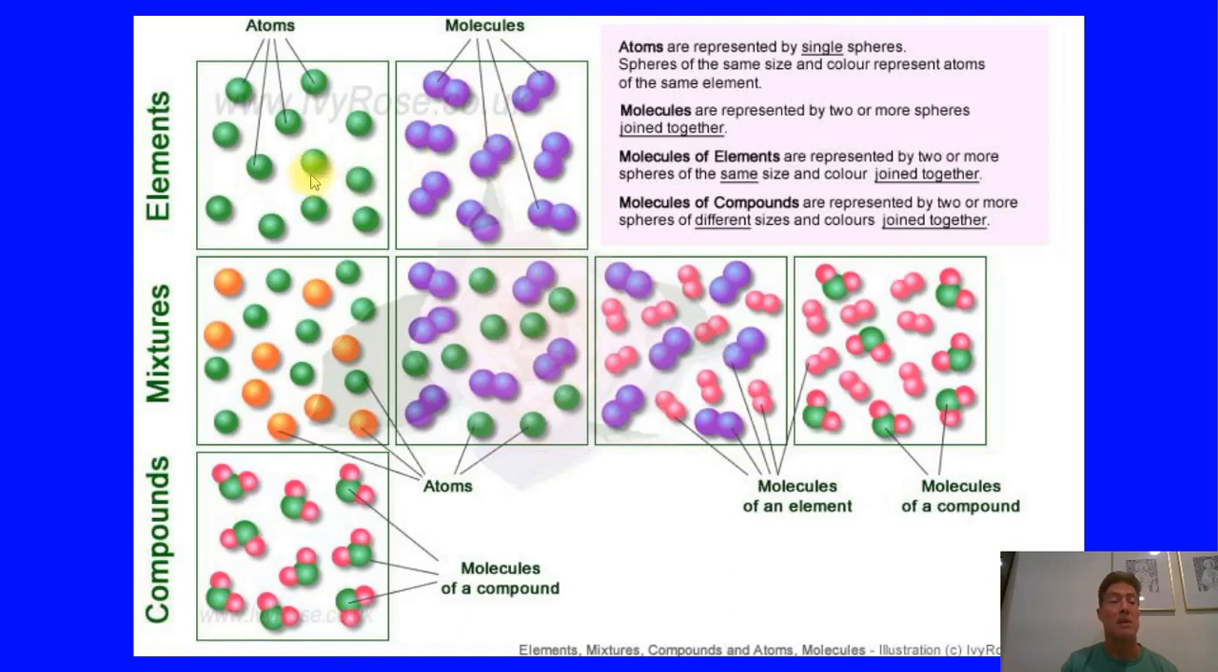So here's the way we would represent an element. Here's a diatomic element. Here would be a mixture, and these different colors represent the different atoms. So here's a mixture of single atoms and then diatomic molecules. Anyway, these are mixtures, these are compounds. So you'll see these represented this way.